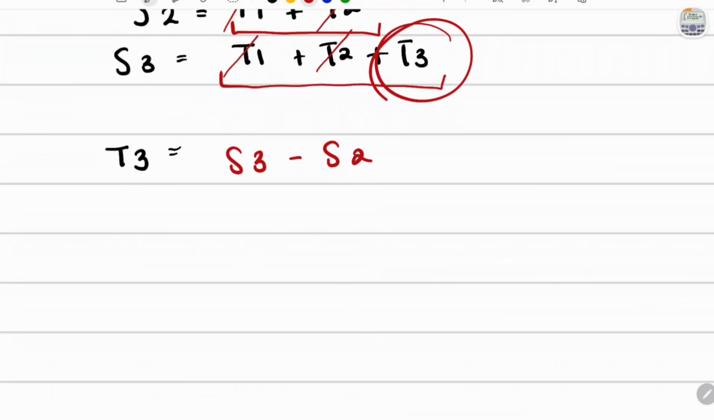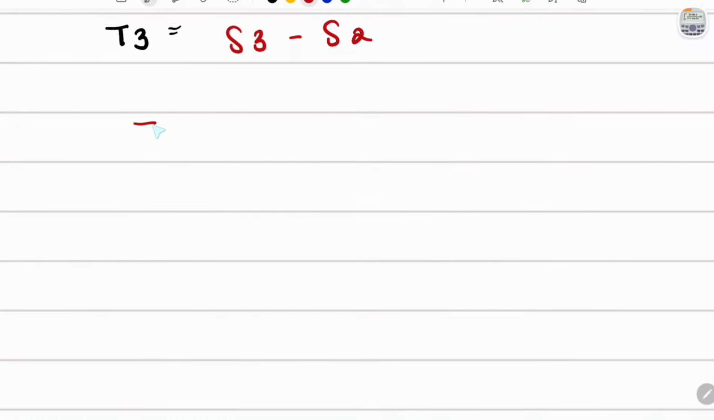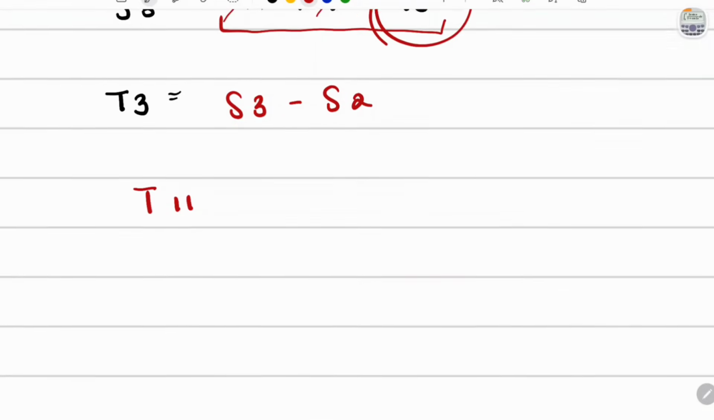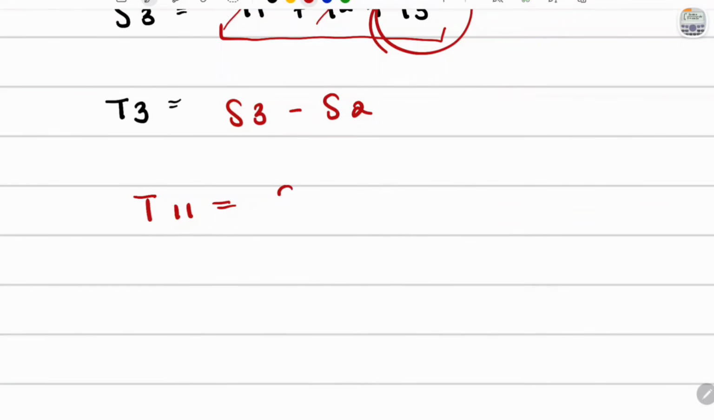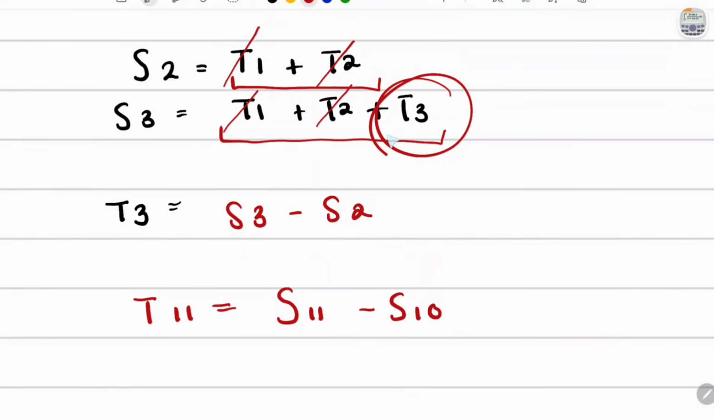Okay, so even if I asked you, how would we find, let's say, the 11th term? You would find the 11th term by taking the sum of 11 terms minus the sum of 10 terms. You'll be left with the 11th term, because those same ones cancel since they are the same thing.